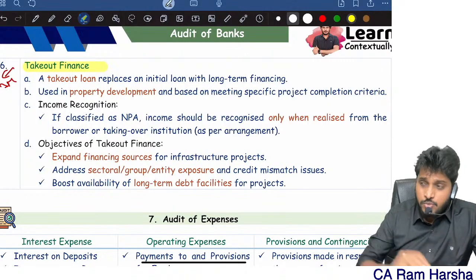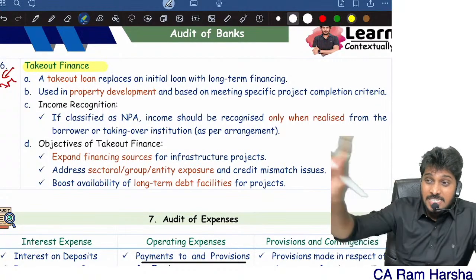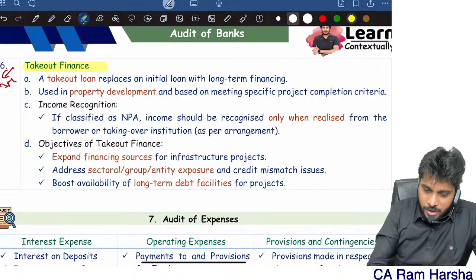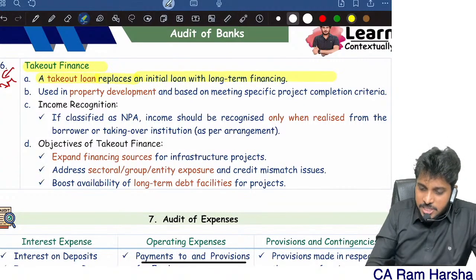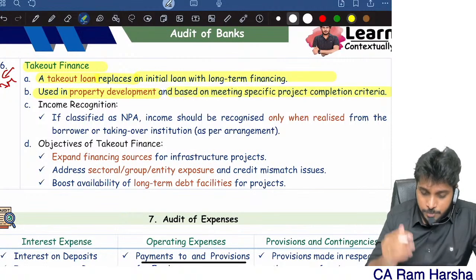What is take out finance? Originally, one bank will give a loan. Now that loan will be taken over by another bank, meaning the customer will transfer that loan from the previous bank to this bank. That is called take out finance. A take out finance replaces an initial loan with long-term financing. This is generally used in property developments and infrastructure projects.